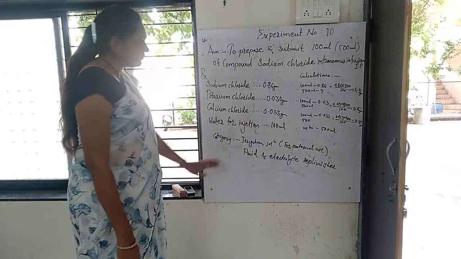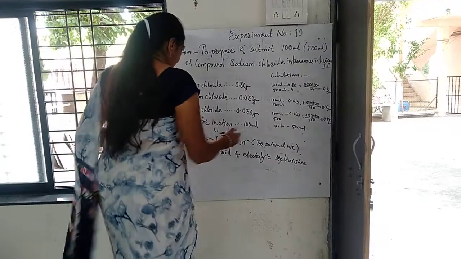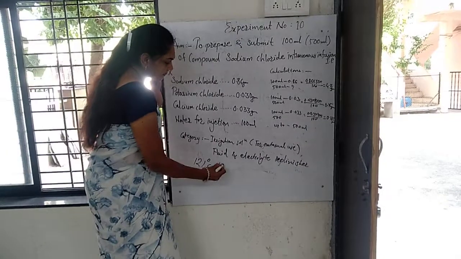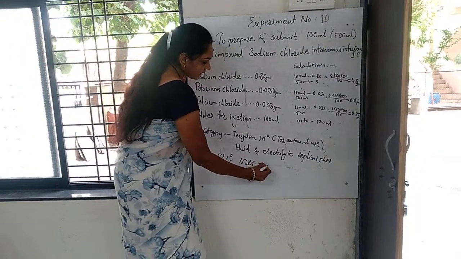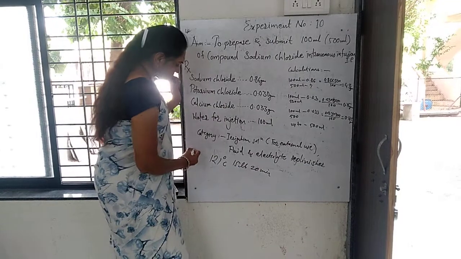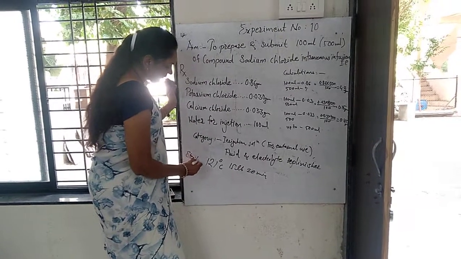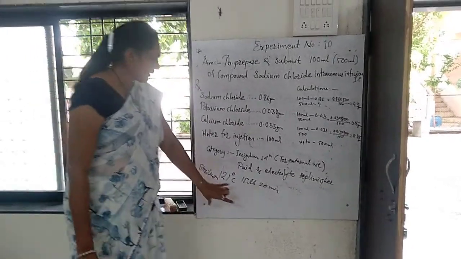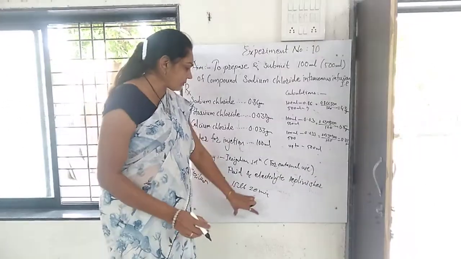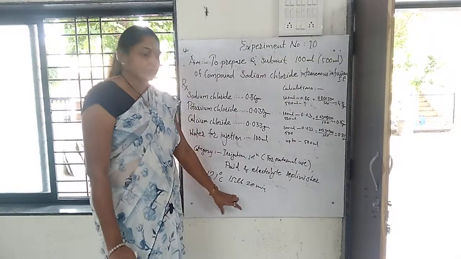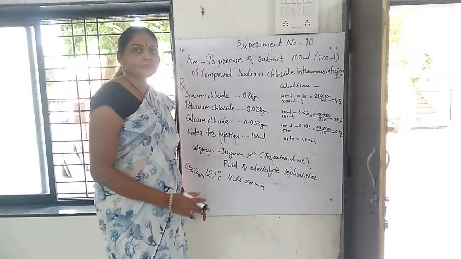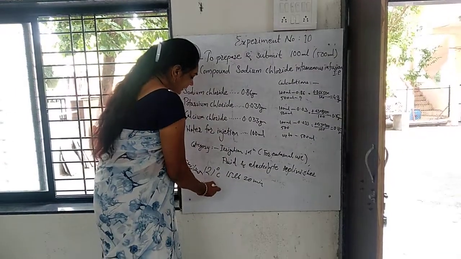autoclaving of this preparation is done inside the autoclave at 121 degrees Celsius at 15 pound pressure for 20 minutes. This is the sterilization time, temperature and pressure. After sterilization, by keeping it at 121 degrees Celsius, 15 pound pressure, 20 minutes, you have to remove it from the autoclave, and then labeling has to be done.